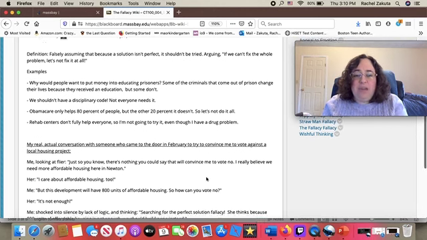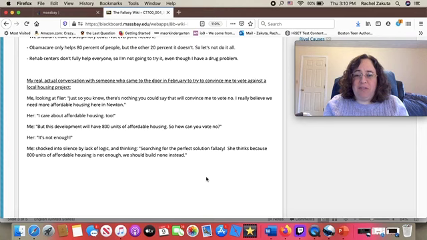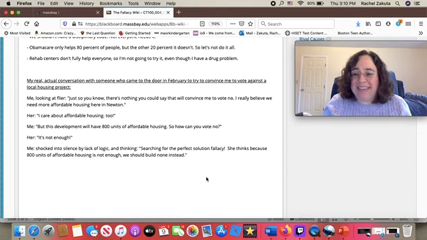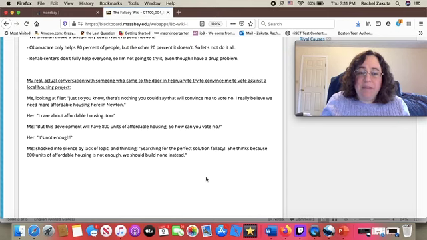So I had a real, actual conversation with someone who came to my door in February to convince me to vote against a local housing project and used this fallacy exactly. I looked at the flyer that she handed me, a flyer that said vote no. And so that we didn't have a half-hour conversation, I started off with, just so you know, there's nothing you could say that will convince me to vote no. I really believe we need more affordable housing here in Newton. And affordable housing in this context means designated low-income housing where the town fixes the price of the apartments at a lower rate, and only people who make in the bottom 25% of the income of the town can apply for those apartments.